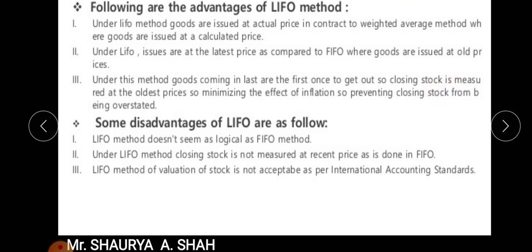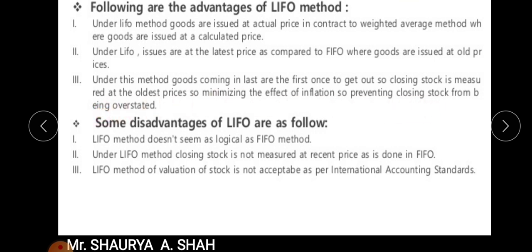So closing stock is measured at the oldest price, minimizing the effect of inflation, and preventing the closing stock from being overstated, right? In the last method, we saw that cost is understated. Here, the material which is purchased at higher prices is used immediately in production, or is sold to the customer if we are dealing in finished goods, right? So what happens is we have a closing stock with a lower value because our purchase price is low compared to the current level. It will be a lower value, right? So again, closing stock is not overstated.